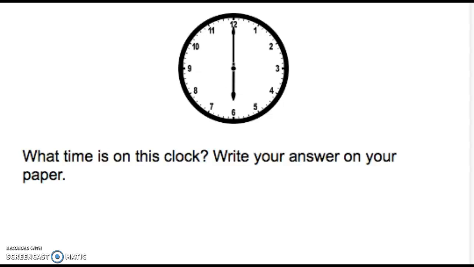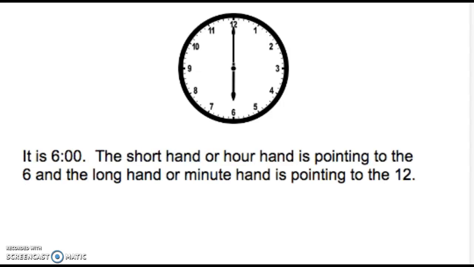What time is on this clock? It is 6 o'clock. The short hour hand is pointing to the 6 and the long minute hand is pointing to the 12. So this clock shows 6 o'clock.